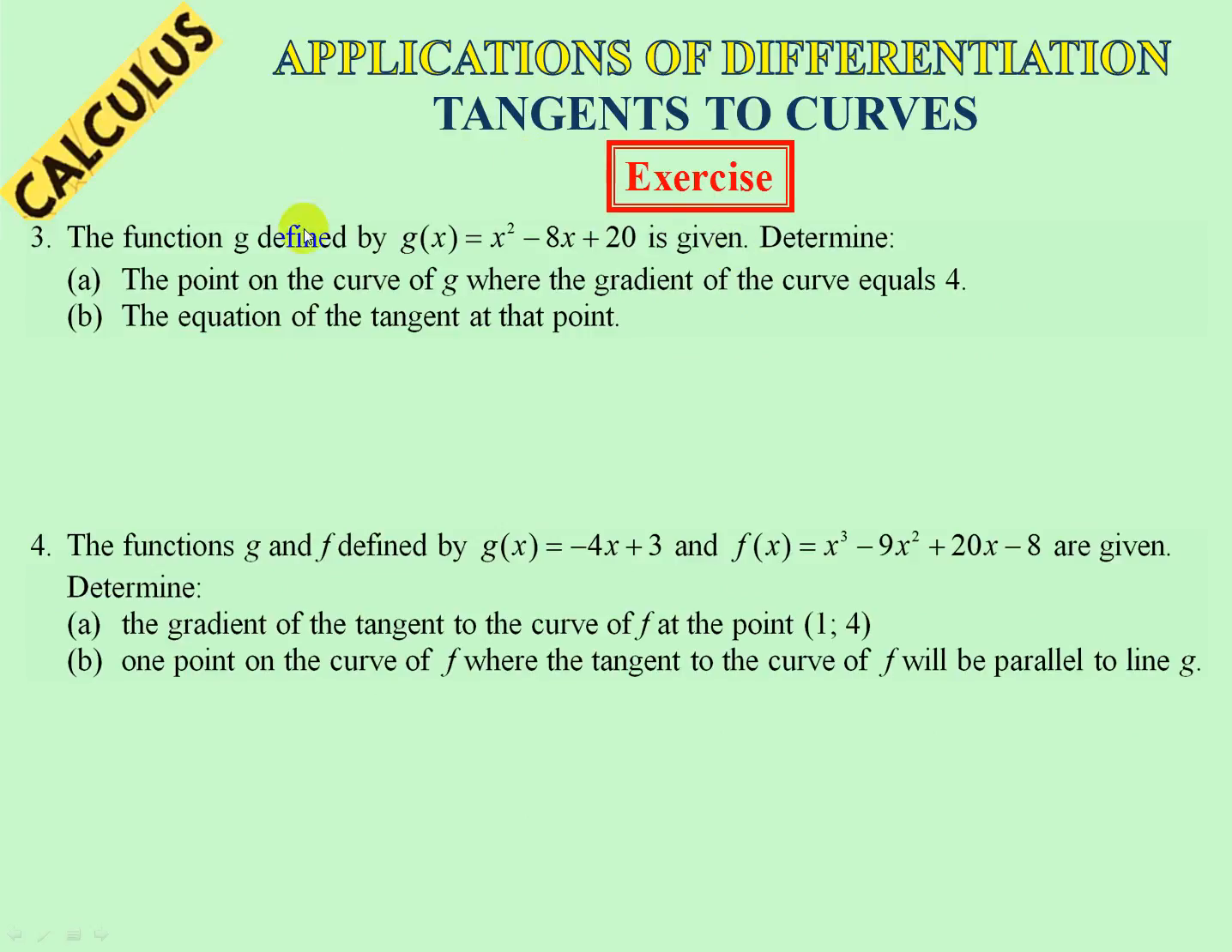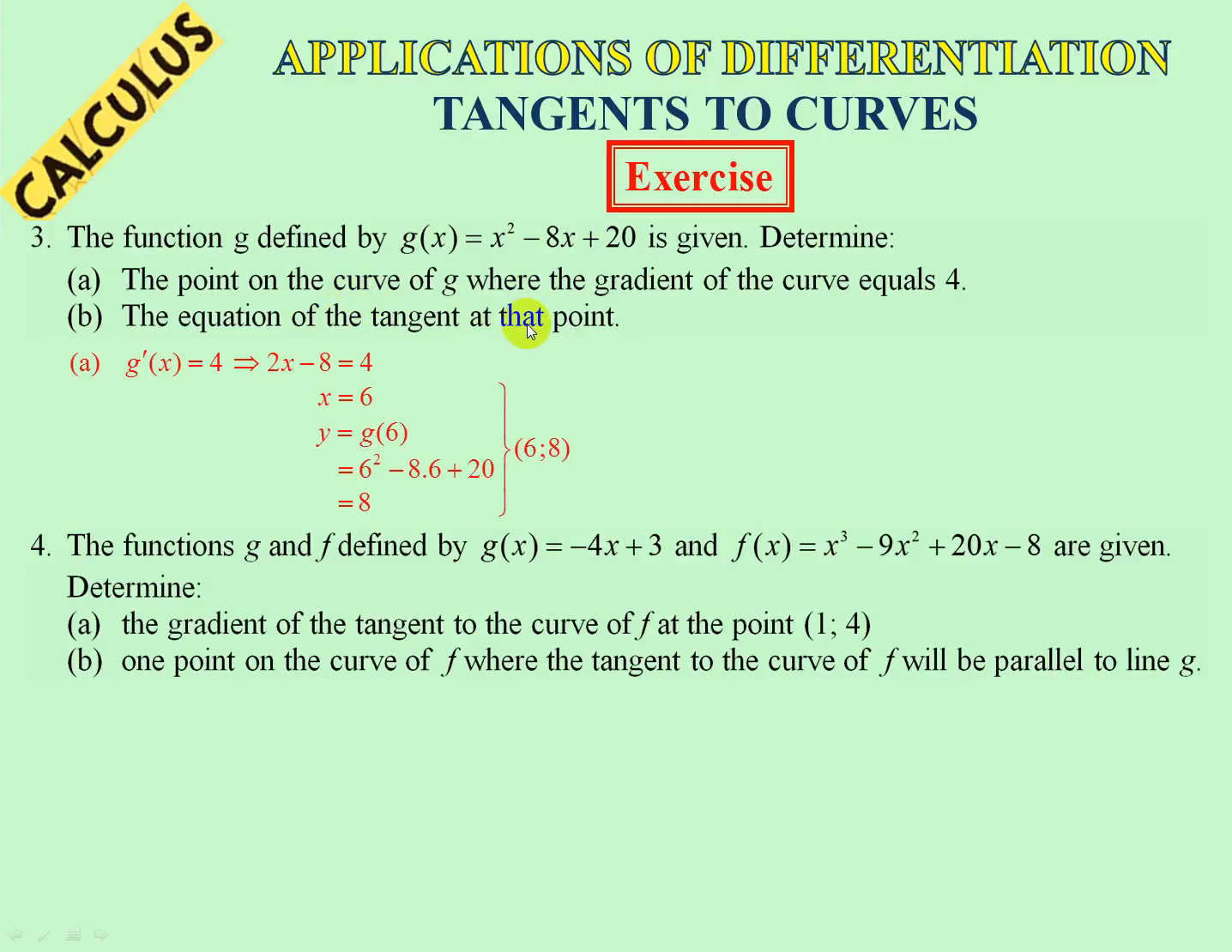Number 3. The function defined by g of x equals x squared minus 8x plus 20. Determine the point on the curve where the gradient of the curve equals 4. The point on the curve of g where the derivative equals 4. Derivative 2x minus 8 equals 4. Solving for x, we get x equal to 6. Not finished yet because it says find the point. So we take that, substitute back to get the y value, 8. So there we have it. The point is 6, 8.